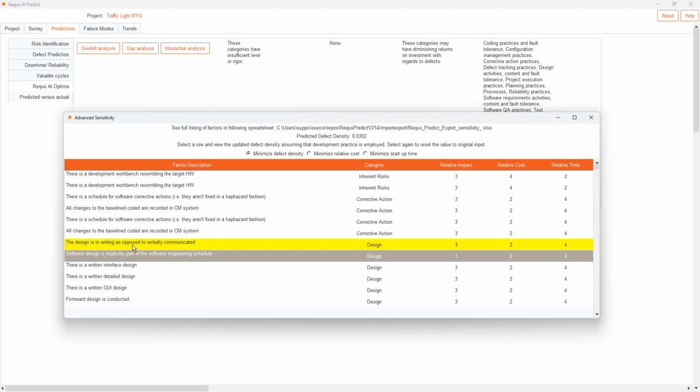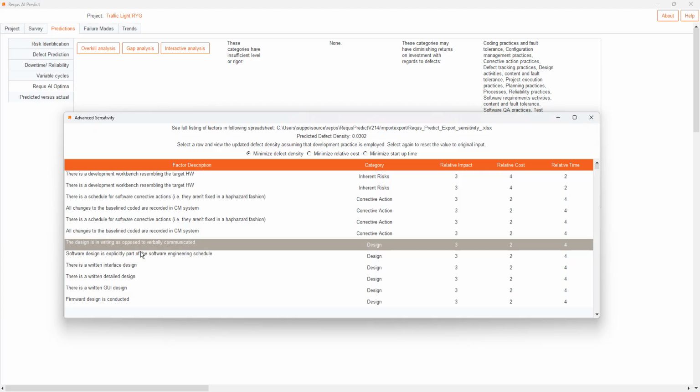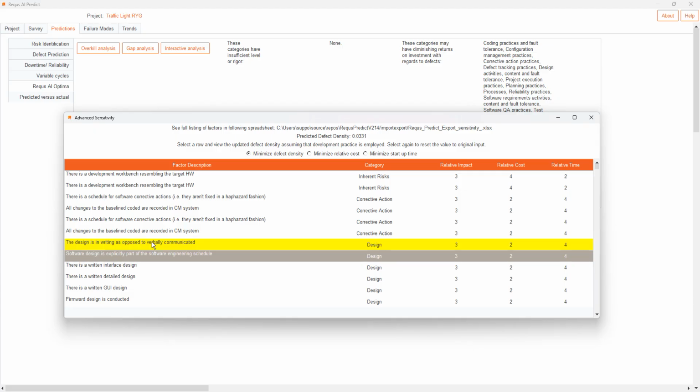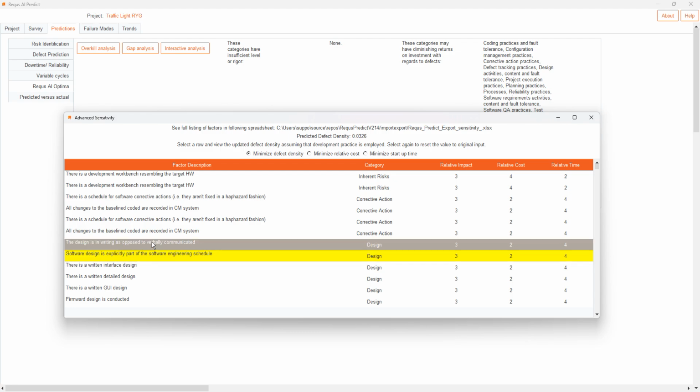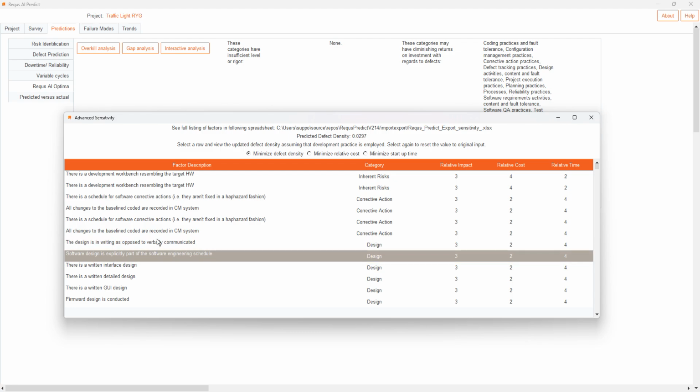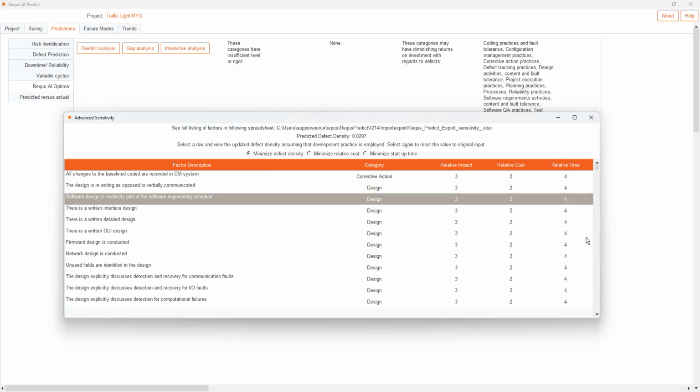Okay. Oh, here we go. Actually, having the design actually in writing reduced the defect density there down to 0.0297. So that one actually did have value. We can go through the rest of these. We don't have many of these.